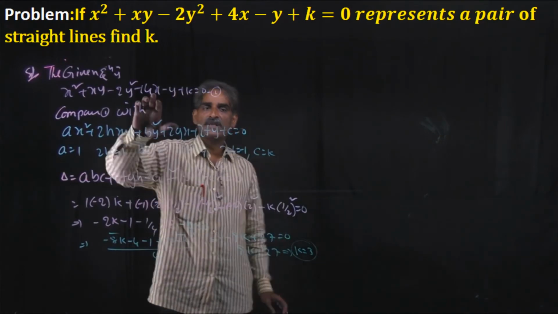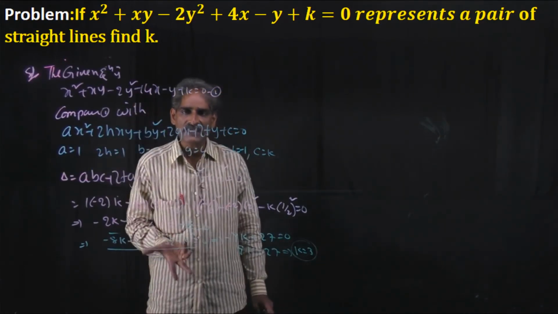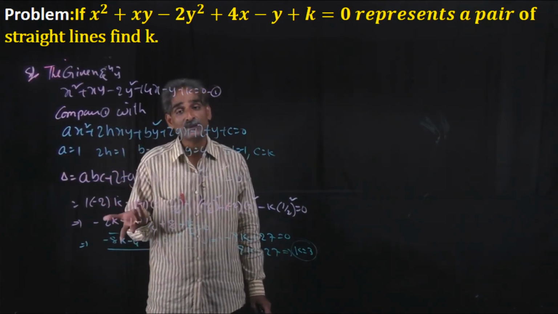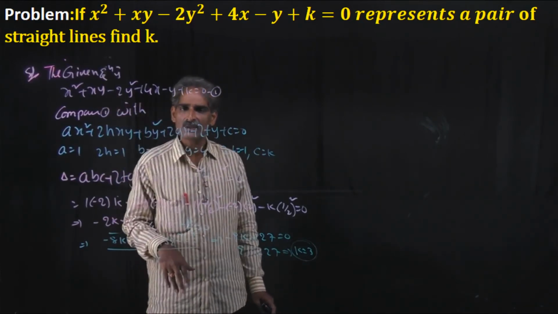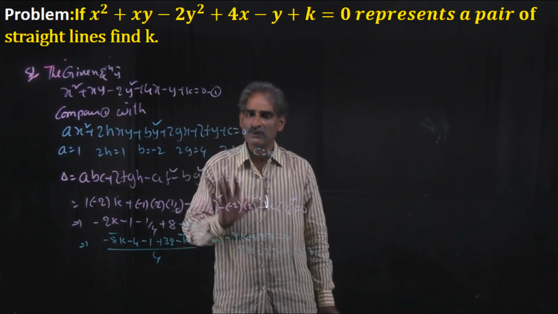Understand? It represents a pair of straight lines, then k is equal to 3. This is the way how to find k. He may ask the point of intersection and the angle between the lines, whatever it may be. So now take k value equal to 3, then we will get the complete equation. With the help of this equation we can find out anything. Okay, this is one of the ways.